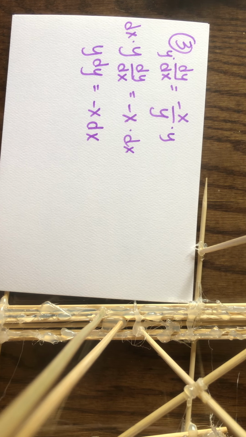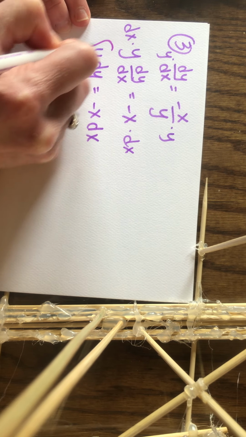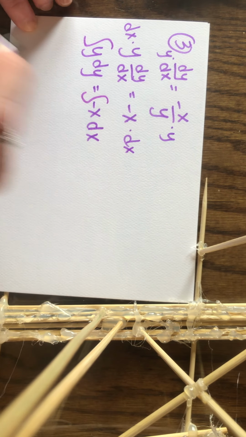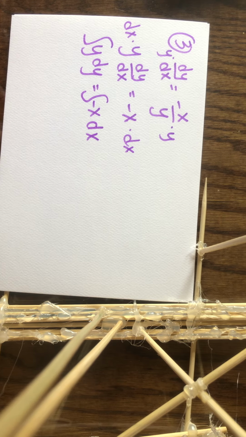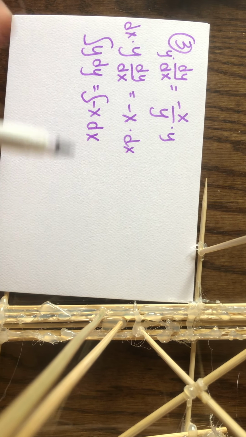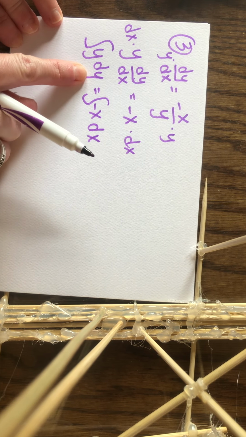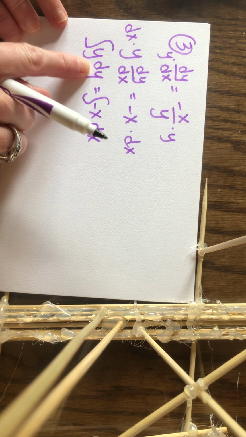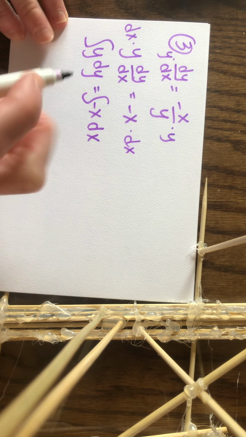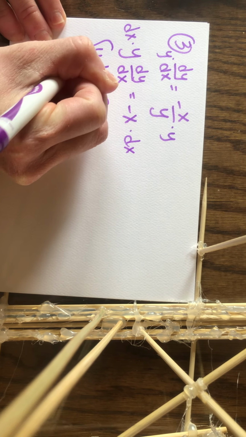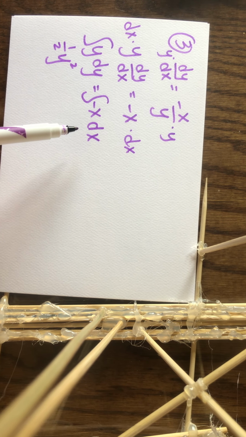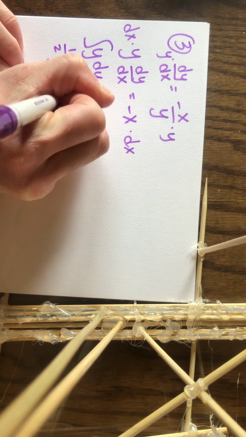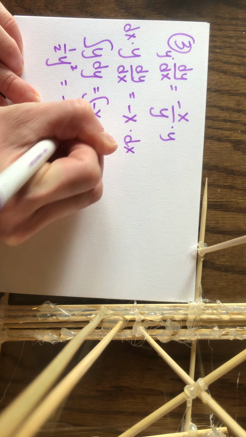So now what I'm going to do is integrate each side. I'm going to integrate the left side and I'm going to integrate the right side. So I need to now look at each piece separately. If I integrate y dy, the antiderivative of this integrand would be 1/2 y squared. And if I were to integrate the right side of this equation, I would get negative 1/2 x squared.